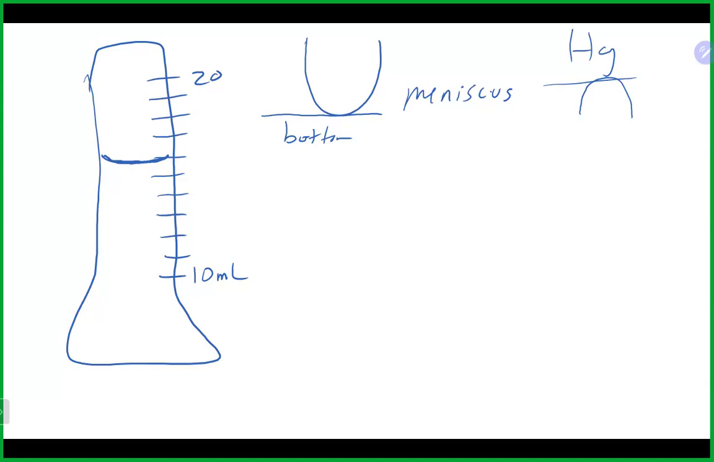So most of the time we do read from the bottom of the meniscus. Once again here, we're going to look at our scale and our large markings in this case. We got 10 and we got 20. That is going to be 10 milliliters in this case.